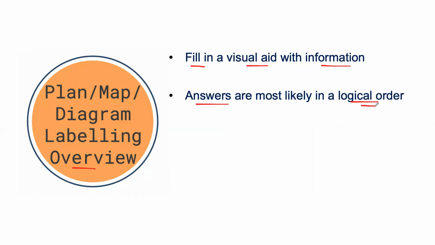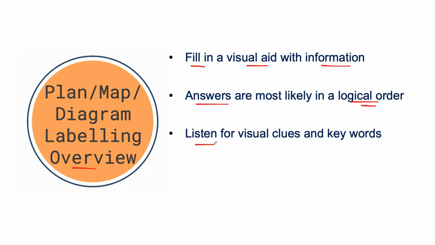Now, answers are most likely in a logical order. By logical, I mean it's pretty straightforward in that it follows either the process, so going clockwise, or it follows the numbers. So if you have numbers 1 through 5, you can expect more than likely number 1 will be the first thing that is spoken.